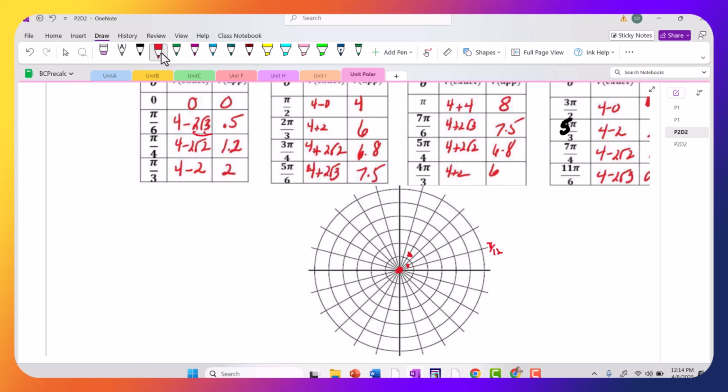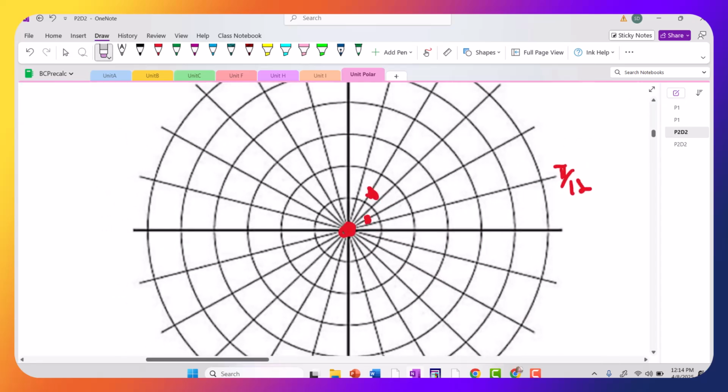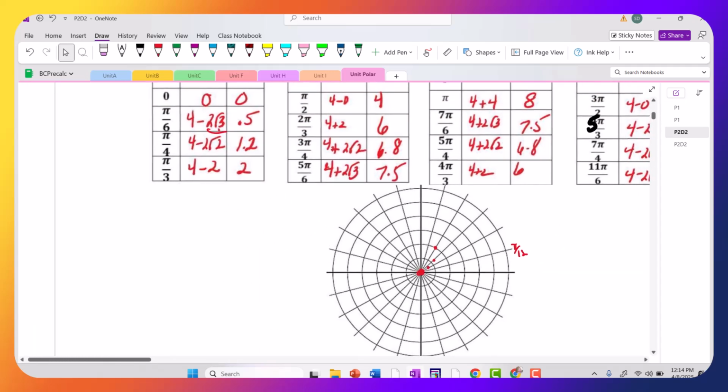So at pi over 3, did I go off? I did go off. It's so hard. Hold on. No, I did not. This is pi over 12. See, this is tough. Okay, so this is pi over 6. And what was that one? 0.5, right? I think that one I was off. Then this one was 1.2, and this one was 2, correct? Okay, now I got it. I had to zoom in because the over 12s are messing with me.